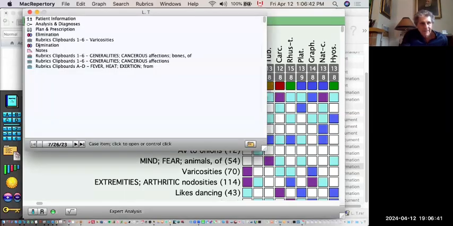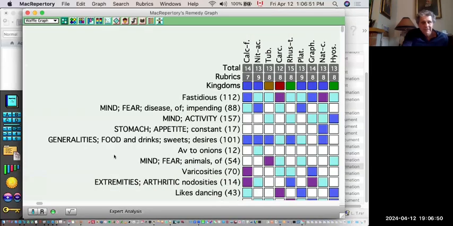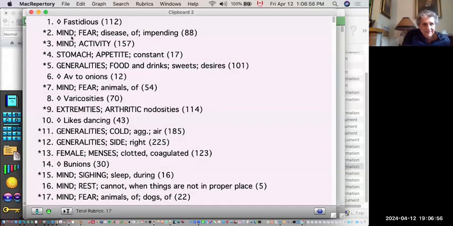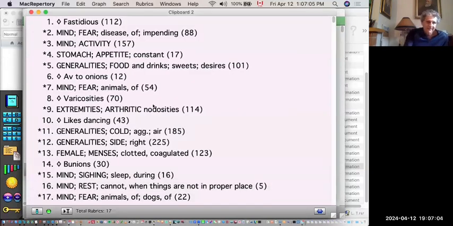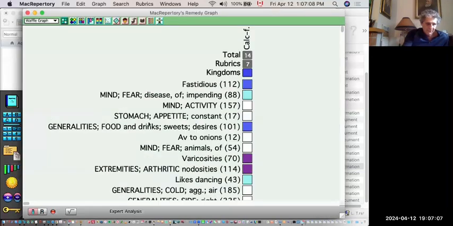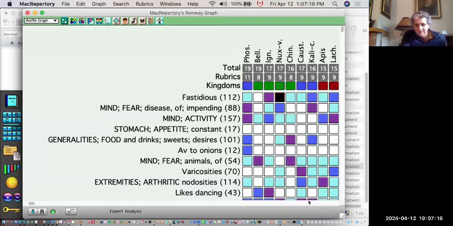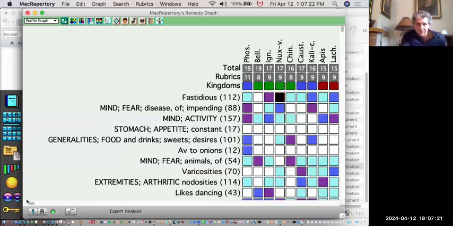If we look at the elimination, she has arthritis with big arthritic nodosity, bunions, and cancerous affection of the bone. And if we look, oh, it came out because, no, you wouldn't have, because this was done. You see, all of these were done. No, so we cannot use that. But you'll see, if we don't do this, let's see where it would come. So here we say 714. So it comes out about the 20th remedy.